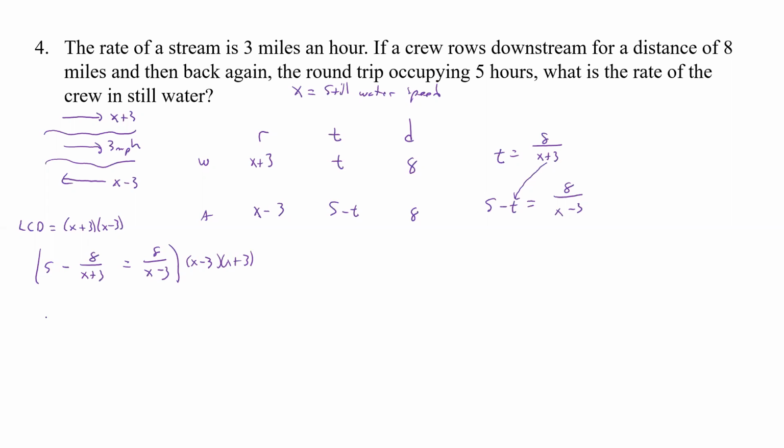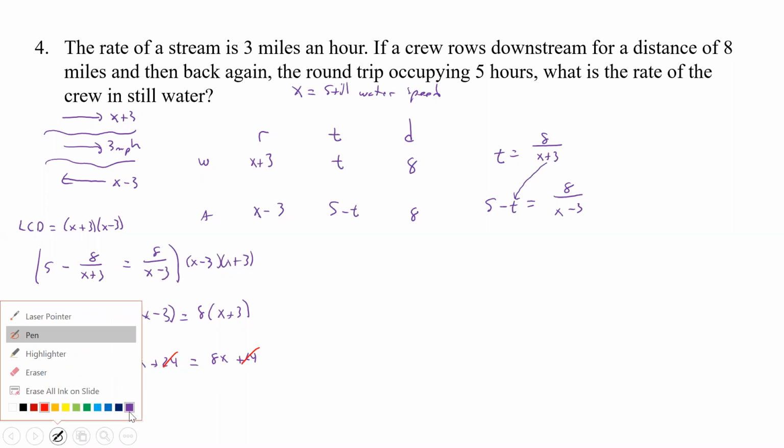Now, when we take that times 5, we're just going to get 5 times x plus 3 times x minus 3. And then we'll have minus 8 times, well, the x plus 3's cancel, so we'll have x minus 3. And that equals 8 times, now the x minus 3's cancel, so we have x plus 3. Now, what is x plus 3 times x minus 3? Well, that's just x squared minus 9. So we'll take 5 times that, and that's going to be 5x squared minus 45. And then we have here a minus 8x and then plus 24 equals 8x and then plus 24. As we've seen before, when you have the same thing on both sides, they cancel. So we don't have to worry about that.